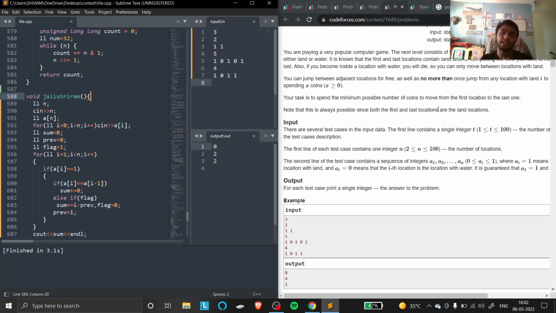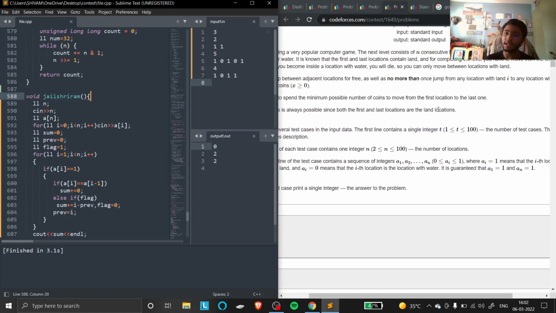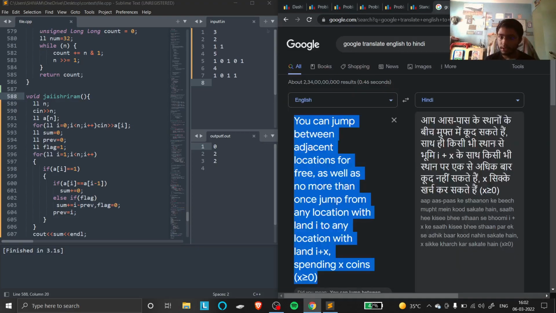You can jump between adjacent locations for free. Yeah, I can jump adjacent, okay. As well as no more than once jump from any location with land i to any location with land i plus x. As well as no more than once.